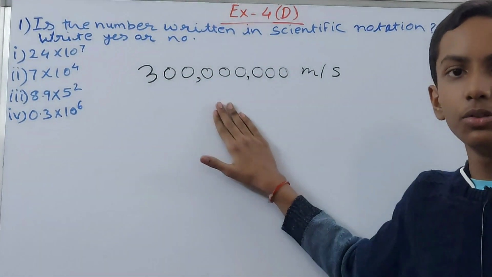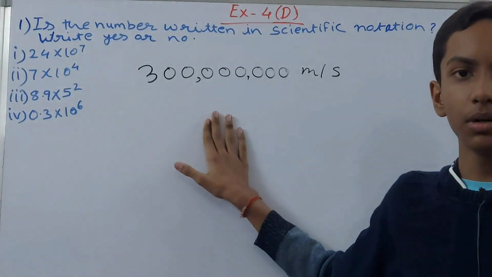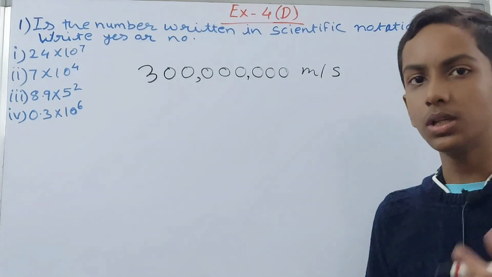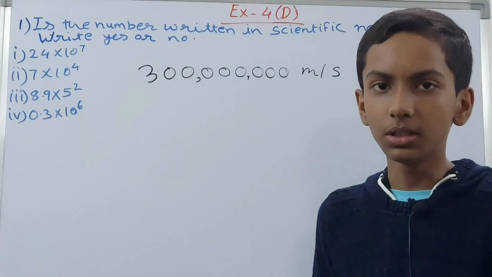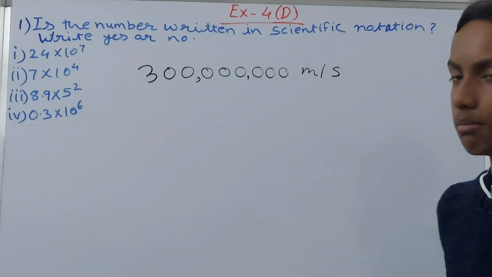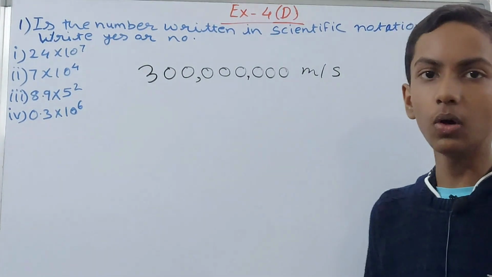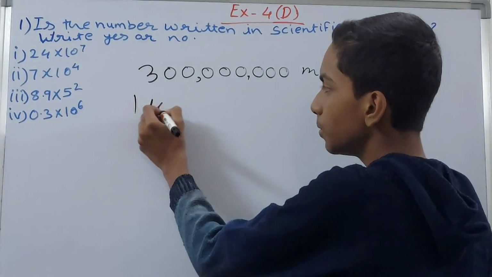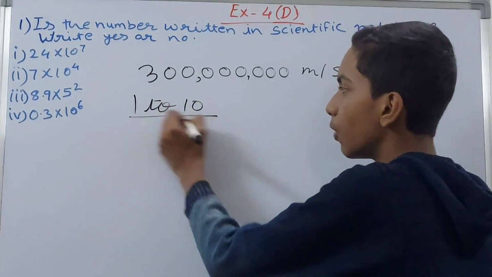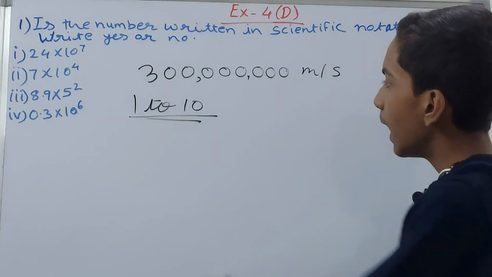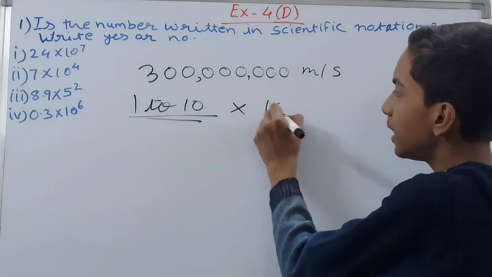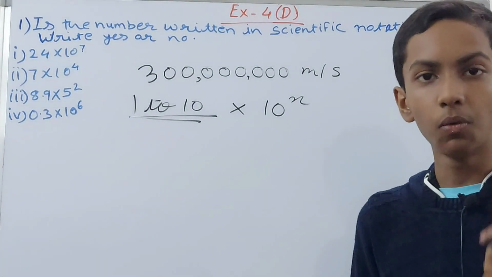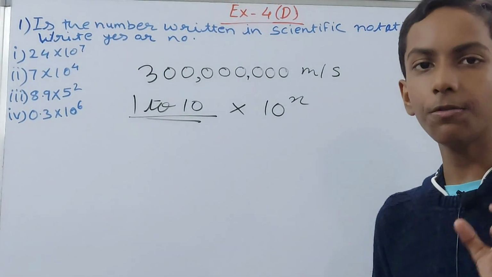To write any number in scientific notation, we must have two multipliers, or two numbers that will multiply with each other. The first number will always be a number between 1 and 10. And that will be multiplied by 10 to the power of some number, 10 to the power x. Now how will we get to know the value of x?